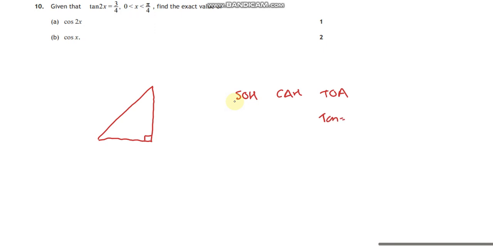Tan is the opposite over the adjacent. So that's saying that if I've got this angle here, which is now 2x, the opposite is 3 and the adjacent is 4. So if I'm looking to find cos 2x, well, cos 2x is the adjacent over the hypotenuse. The adjacent is 4, and the hypotenuse, you can do Pythagoras, but we should all know that's a 3, 4, 5 triangle. So cos 2x would just be 4 over 5.